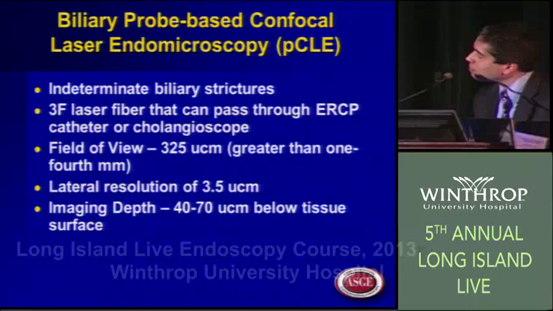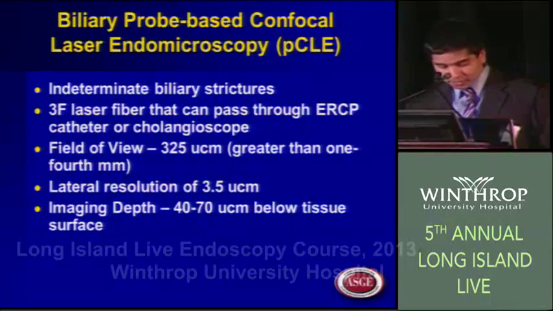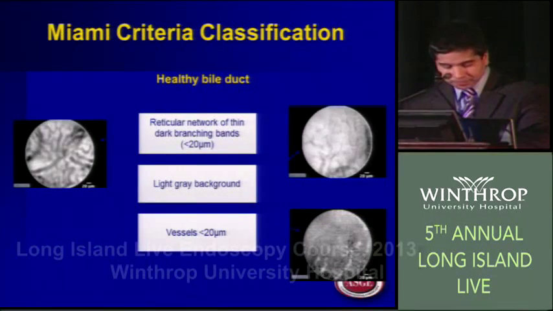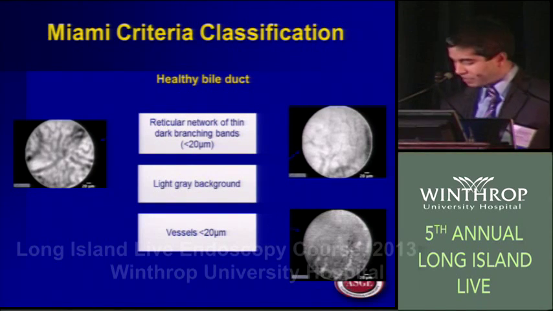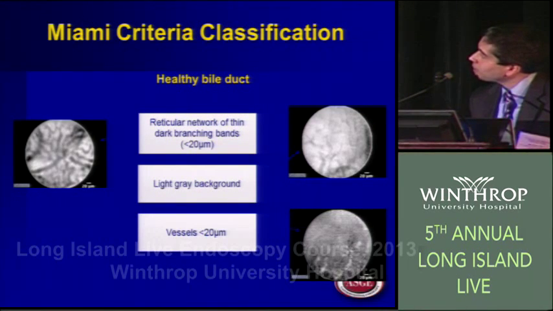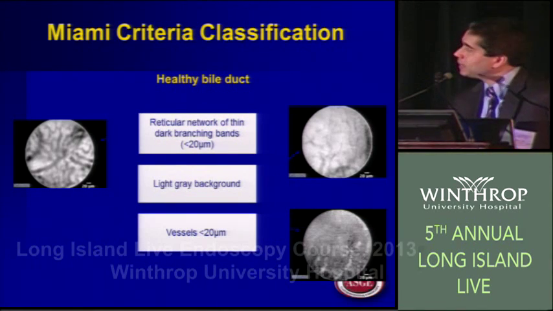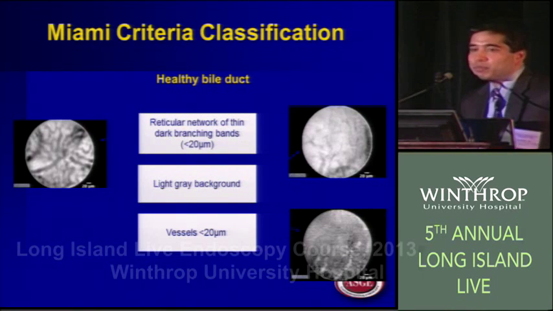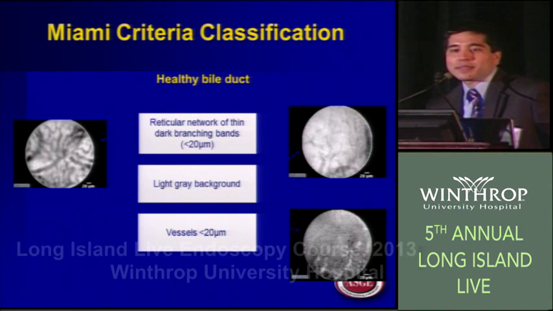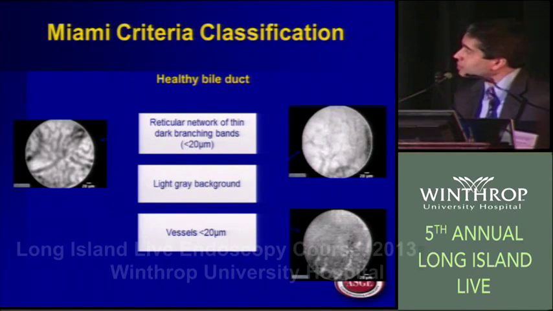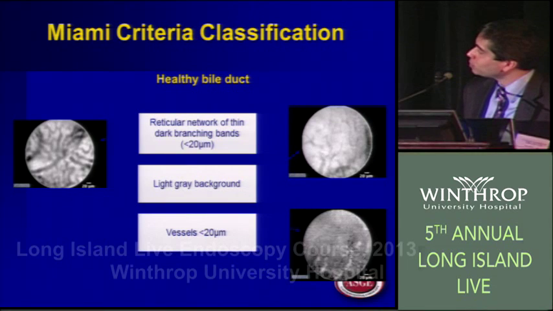So the field of view is noted here. The imaging depth is 40 to 70 micrometers below the tissue surface. And the Miami criteria have been established to help in trying to distinguish between what's healthy, normal bile duct and what's abnormal. And so I know that sounds kind of simplistic, but that's kind of where we are right now with confocal microscopy in the bile duct, where it's a standard definition probe. It's not a high definition probe. What we're seeing with healthy bile duct is a normal reticular pattern, some light background.